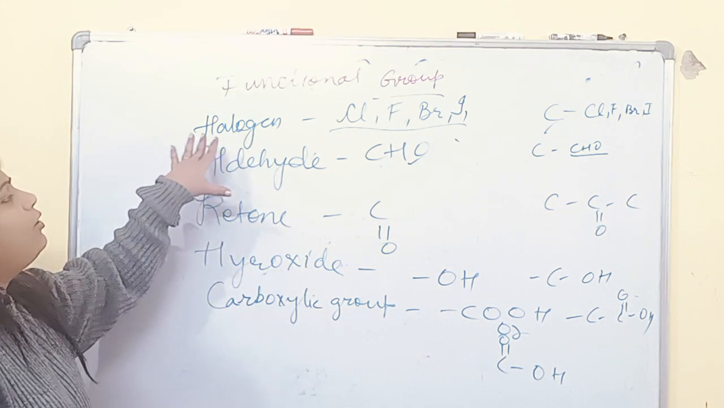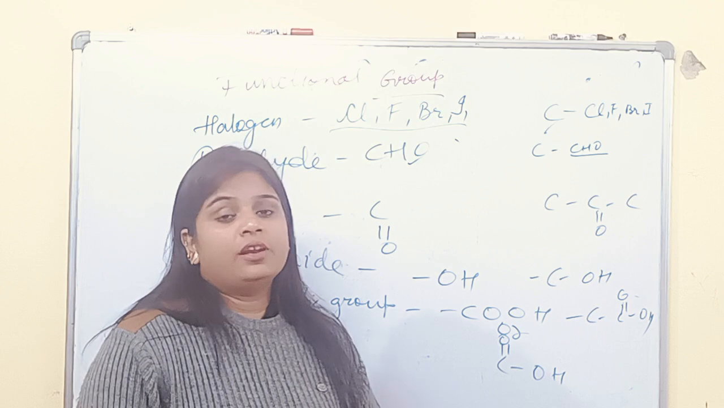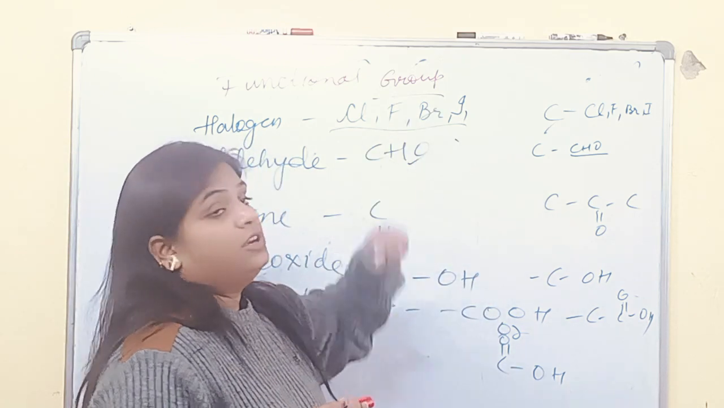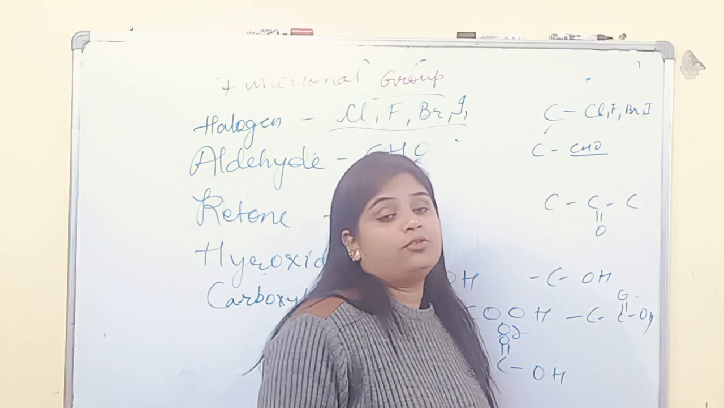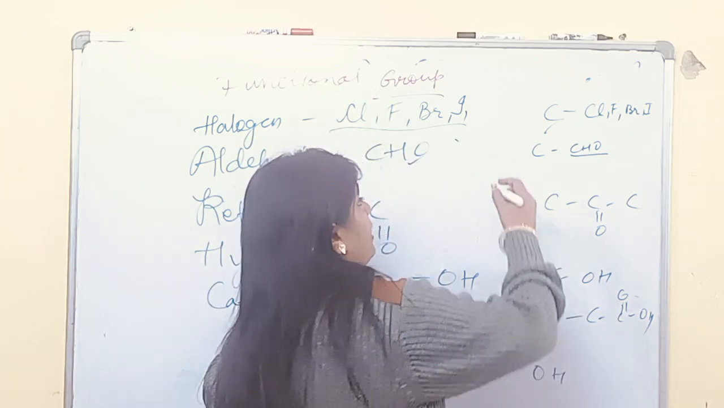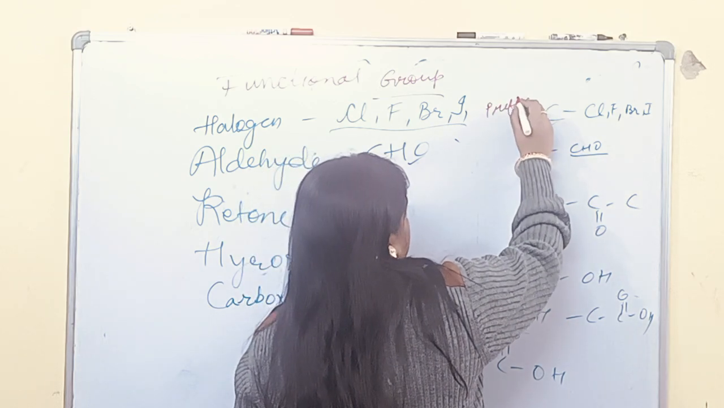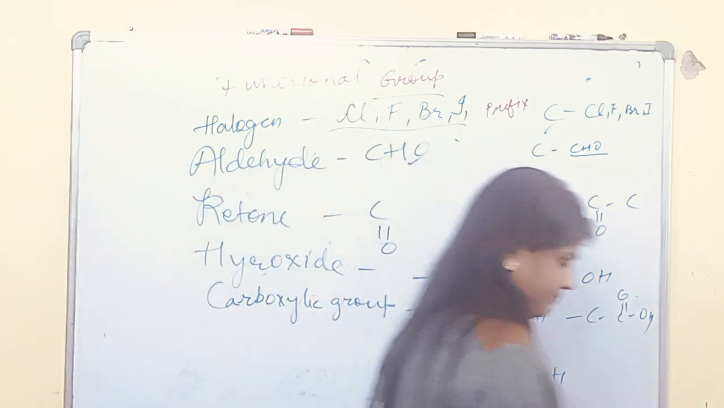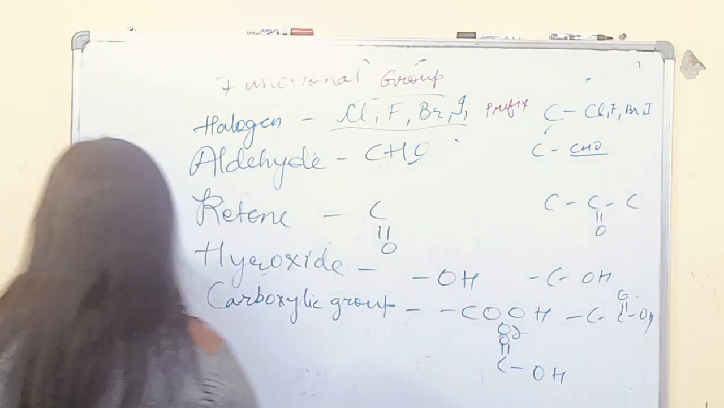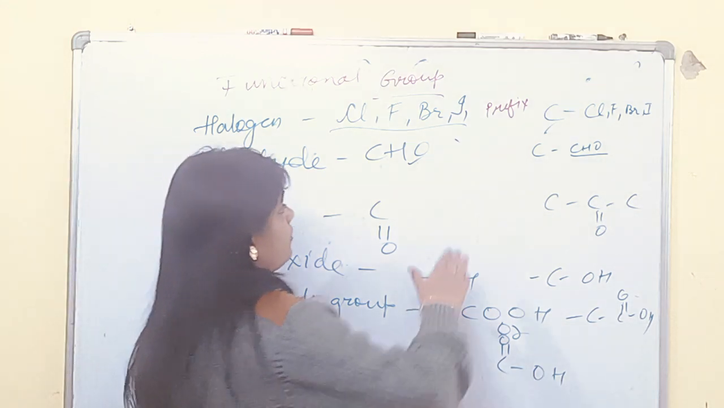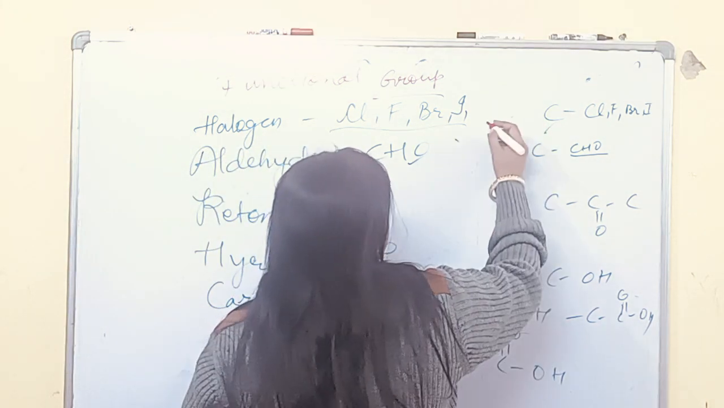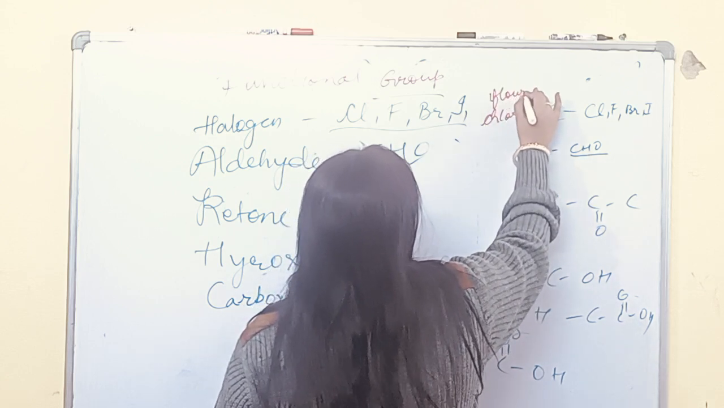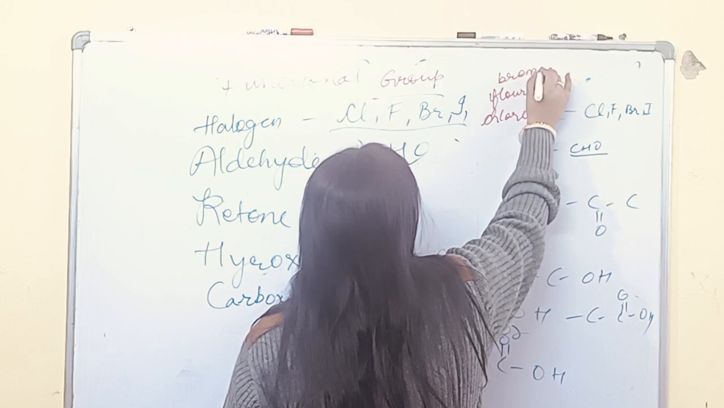When a halogen group is combined with carbon, it is called a halo group, like bromine or chlorine. Any halogen will be named as a prefix. Now it comes to the nomenclature, which I will be discussing in detail. First, just know them as chloro, fluoro, bromo, iodo.